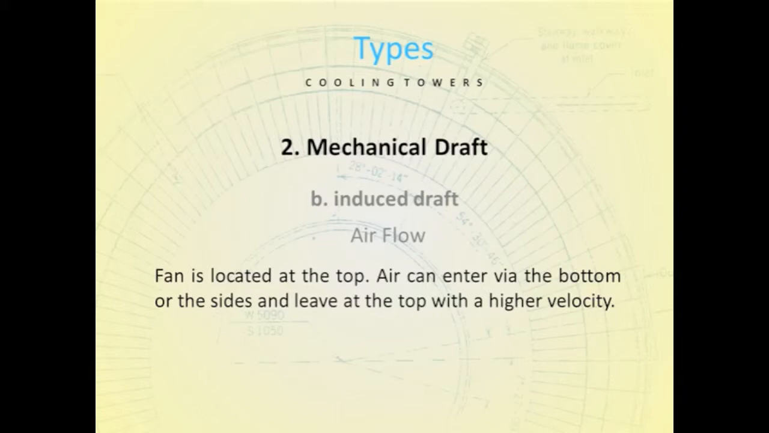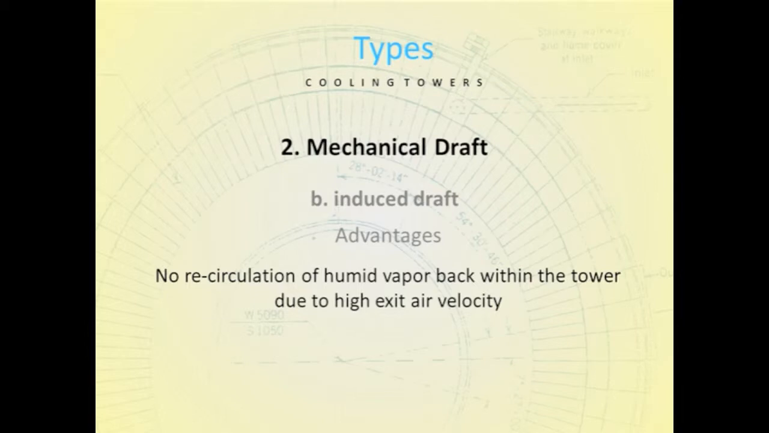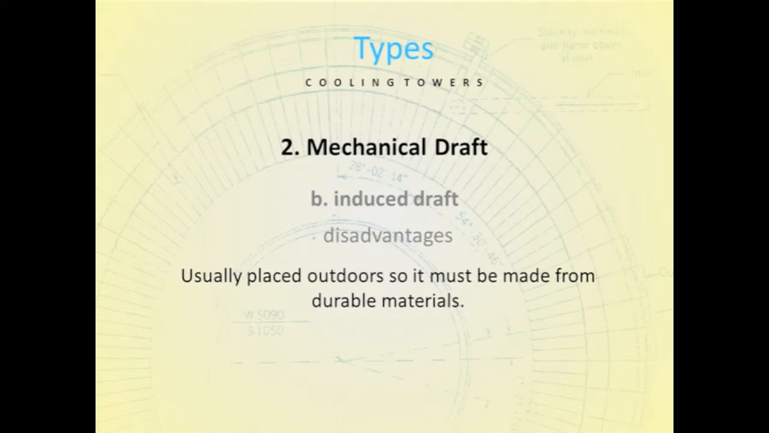In induced draft cooling towers, the fan is located at the top. The air enters via the bottom or the sides and leaves at the top with a higher velocity. Here is a picture of an induced draft cooling tower. The advantages of using the induced draft cooling towers is that no humid air is recirculated back into the tower due to the high exit air velocity. Induced draft cooling towers are usually placed outside, so they must be made from durable materials.